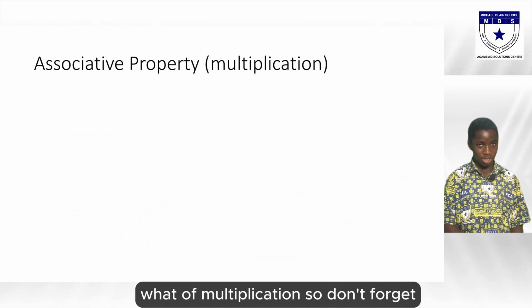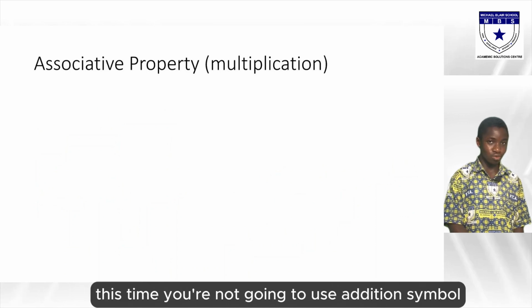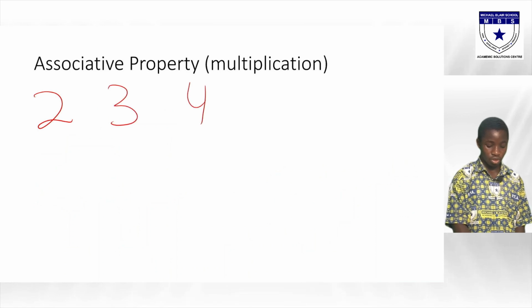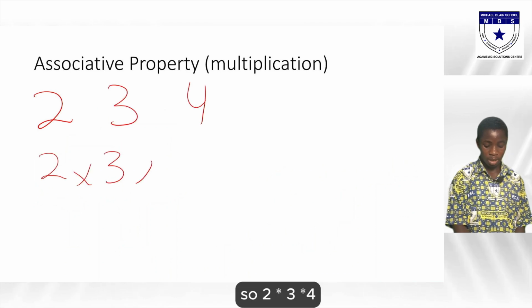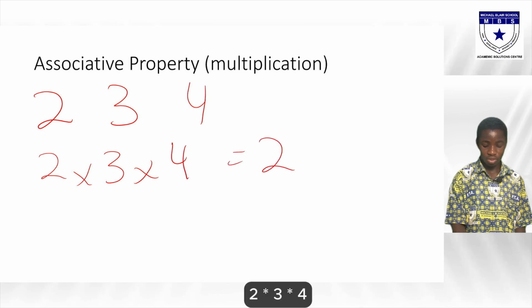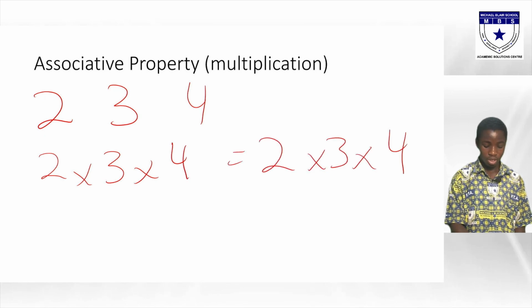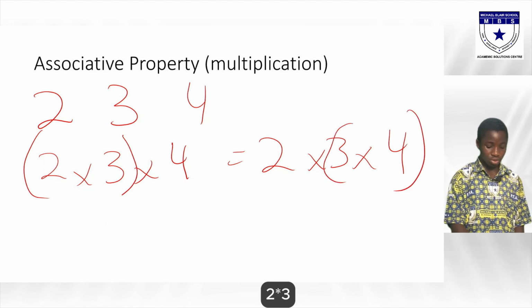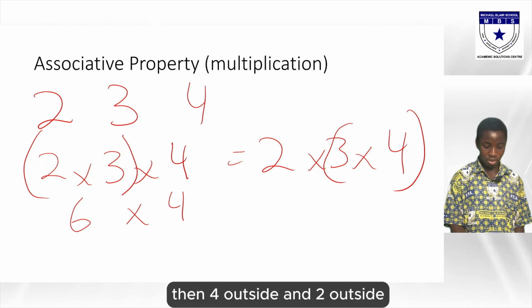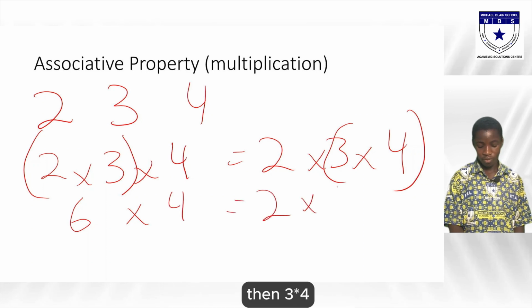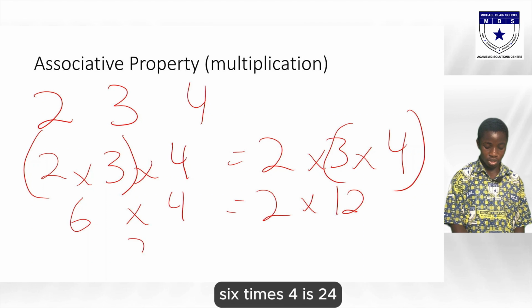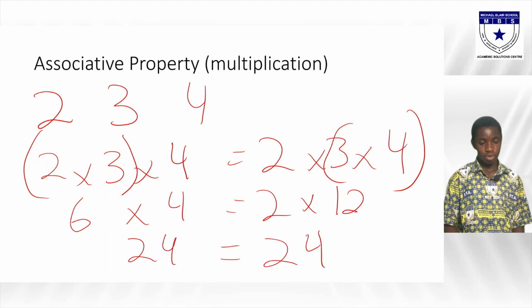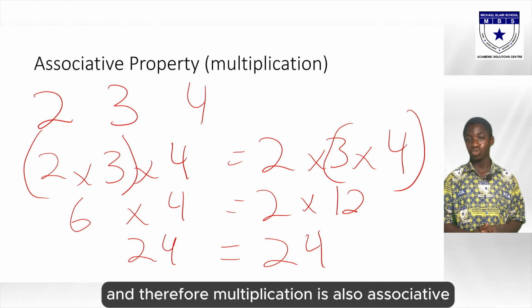What of multiplication? Don't forget, this time we are not going to use the addition symbol. Let's say we are using 2, 3, and 4. So 2 times 3 times 4 equals 2 times 3 times 4. First two, second two. 2 times 3 is 6, then 4 outside. Then 2 outside, and 3 times 4 is 12. 6 times 4 is 24, and 2 times 12 is also 24. And therefore, multiplication is also associative.